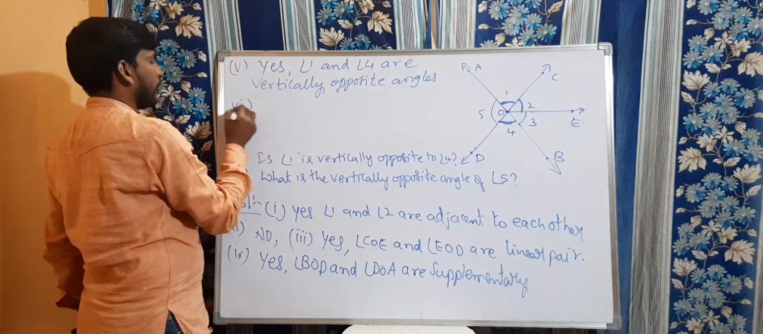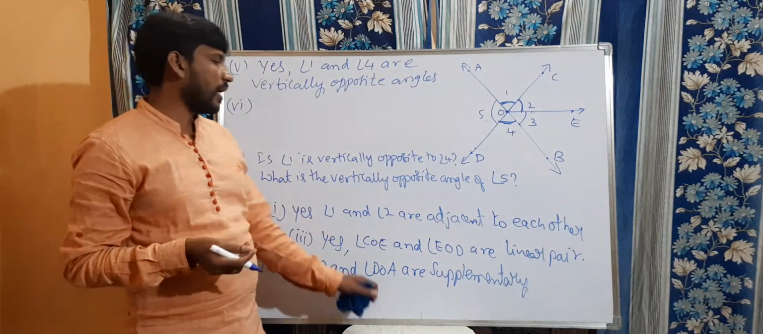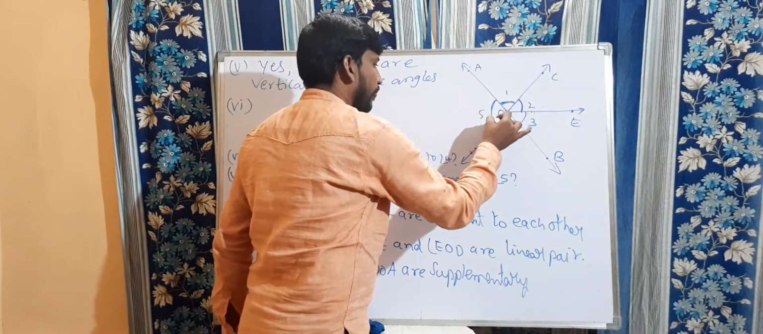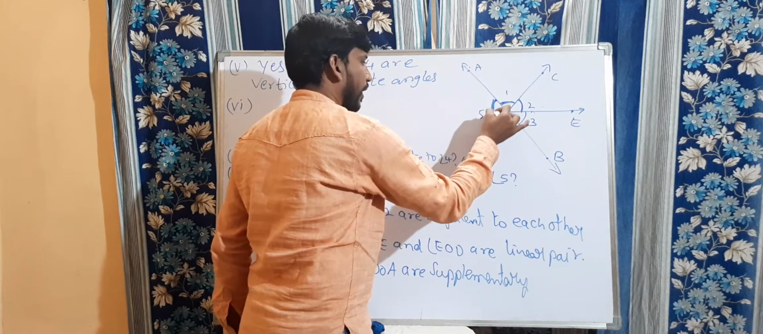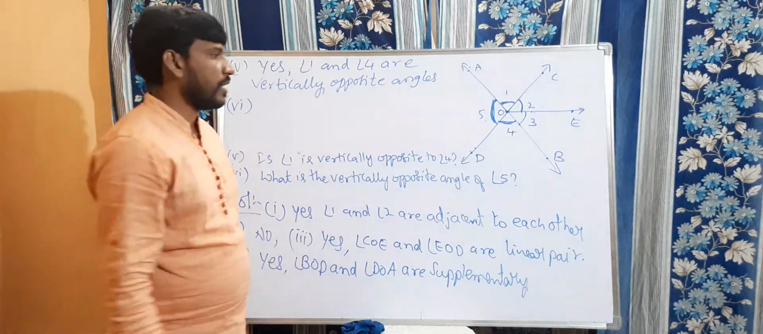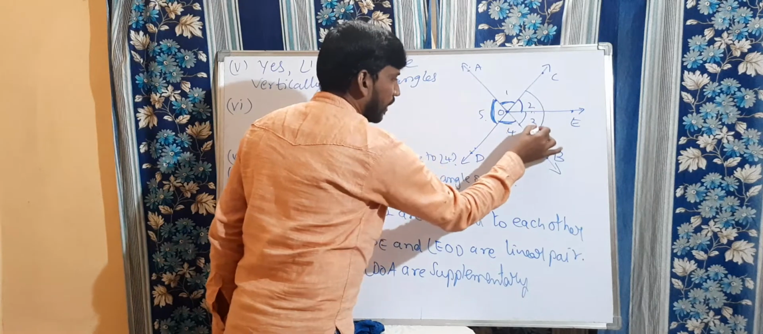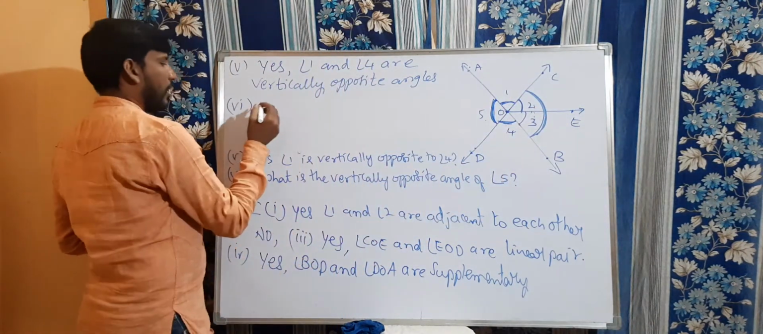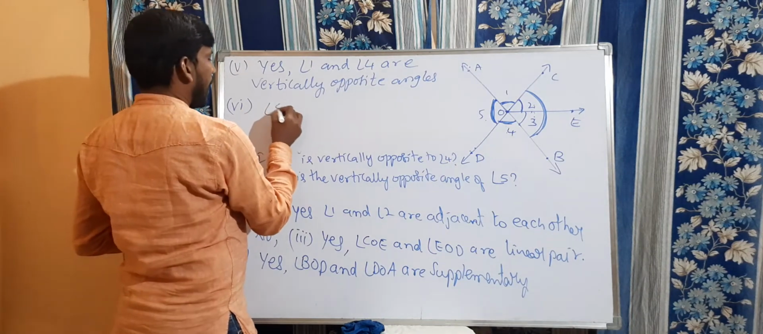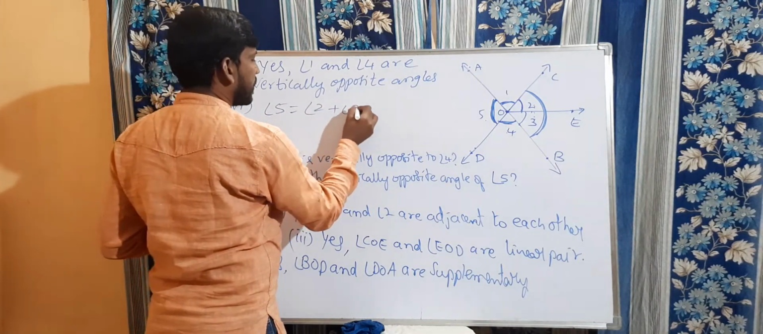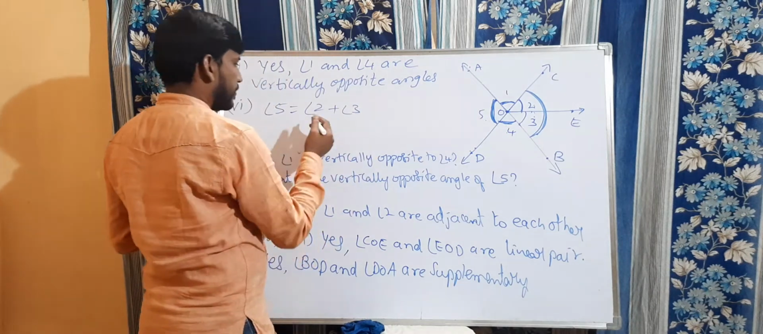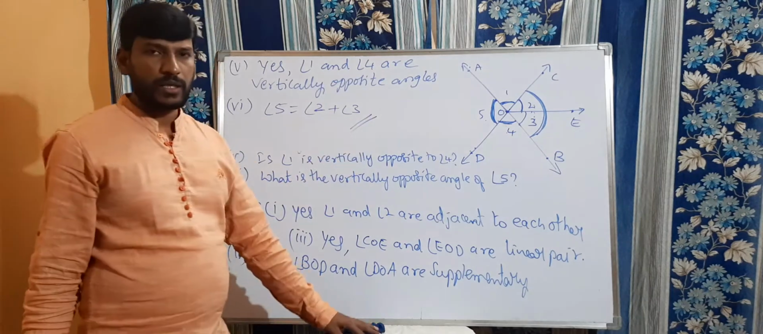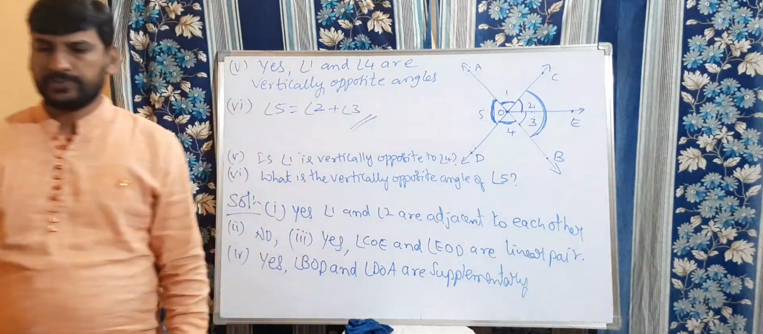Right? Now coming to the sixth one. What is the vertically opposite angle of angle 5? For this angle 5, what is vertically opposite? For this angle 5, this total is vertically opposite. So that is the sum of these two. Now angle 5 is equal to angle 2 plus angle 3. Clear? So these are vertically opposite angles. You just write only this one. Right? Clear, children? Please copy this.